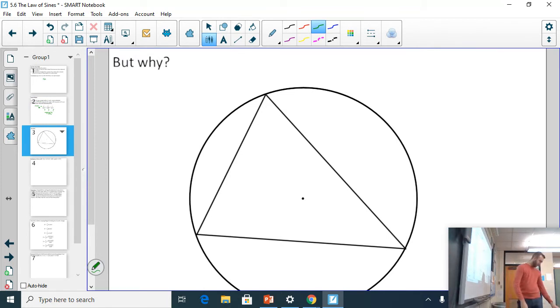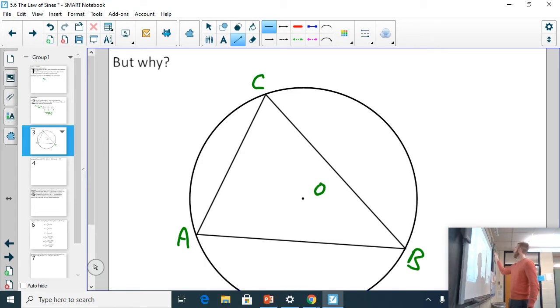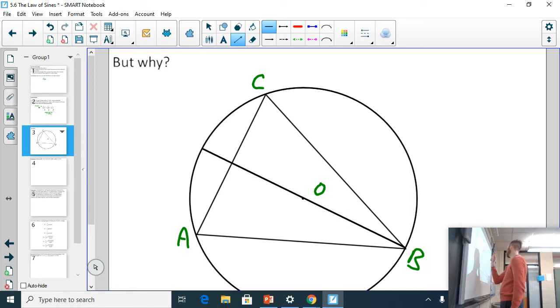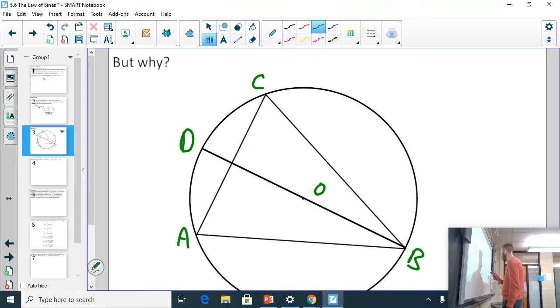So, it goes over it in your book, and I'm going to just make sure I have the same layout as your book. Your book calls this A, this one B, and this one C, and we just say we have center O. And then what your book does is we can draw a diameter through the center from B, and let's just call this point D, right? And we have our center O here still.